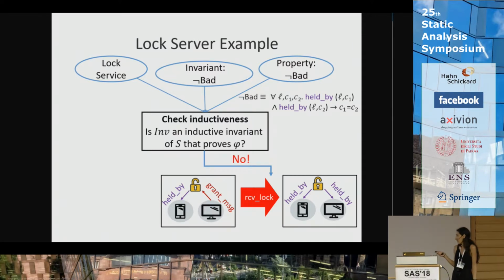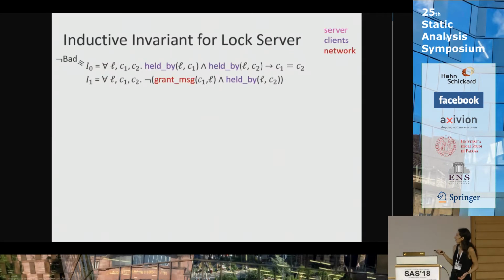And of course, you can see that this state, where the lock is held by this client but also there is a grant message, is not really possible. It's not a reachable state of the system, but the current candidate inductive invariant said nothing about it, didn't exclude it, and this is why we got the counterexample to induction. So now we, as a user, look at this and say, oh, of course, we should also say that this is not possible. So we will update the inductive invariant. We'll add another conjecture saying that it cannot be that we have a grant message from C1 to L, but also that C2 holds L.